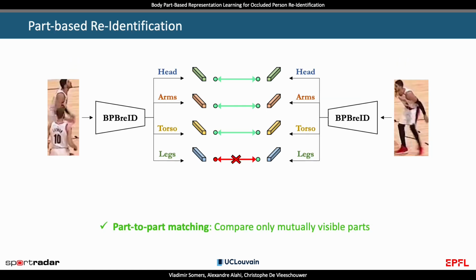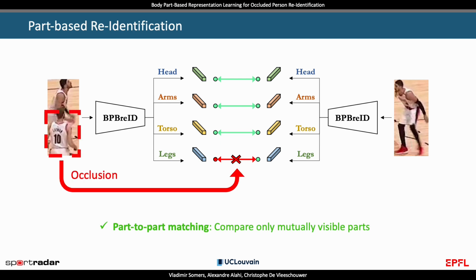The popular approach to address the occluded re-ID task is to use part-based methods. Part-based methods output one feature for each part of the input image. When comparing two persons, we only use the parts that are visible on both of them. In this example, we do not use the legs features to compare these two players because the legs of the left player are occluded. Global re-ID methods cannot achieve such part-to-part matching.